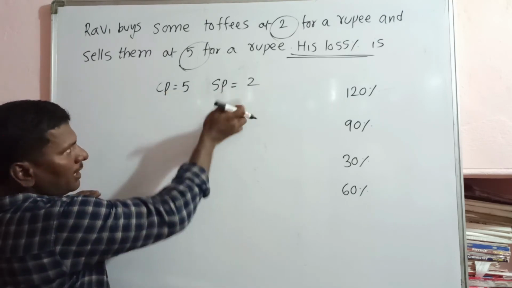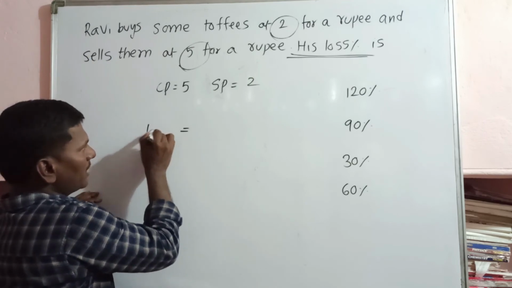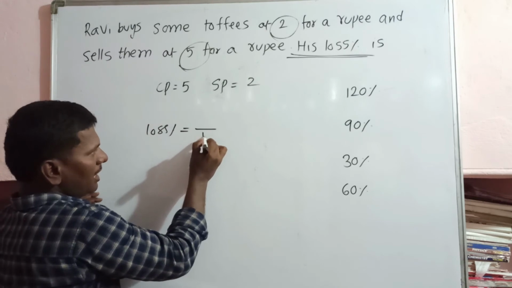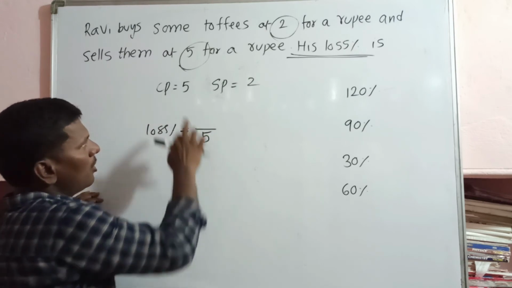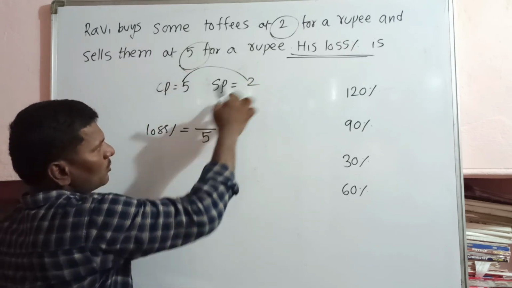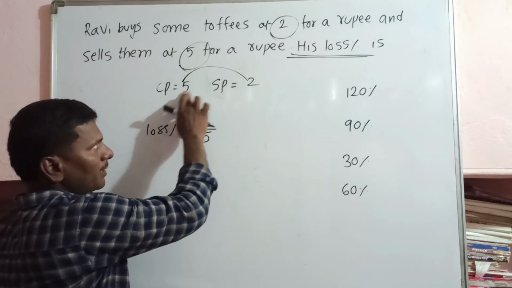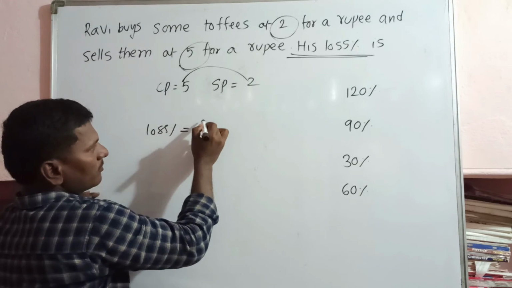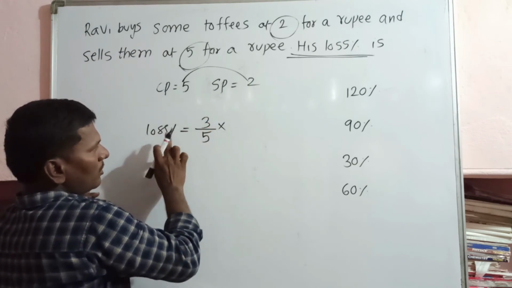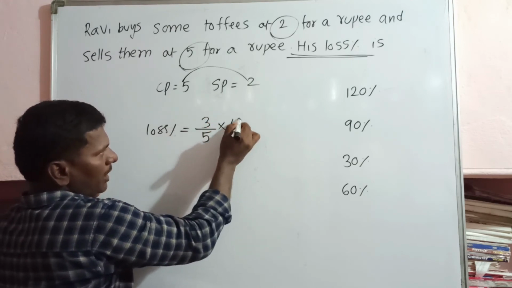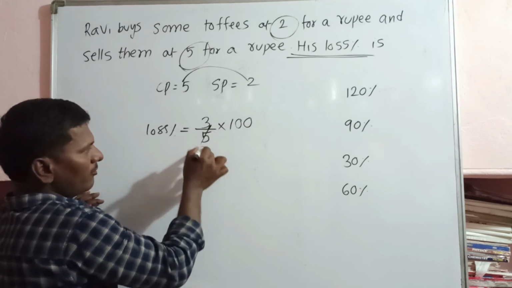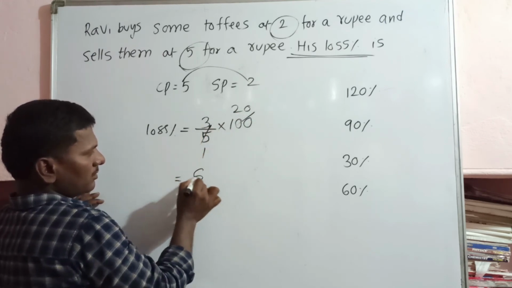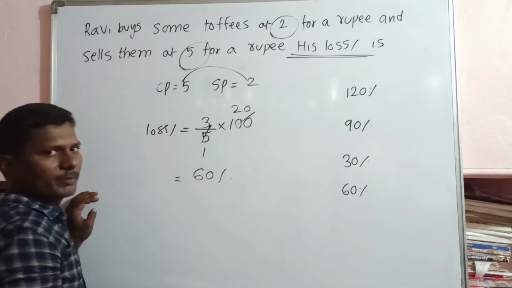So after writing like this, to find out percentage of loss, write cost price in denominator. How much loss? 5 minus 2, 3. Difference of cost price and selling price should be written in numerator. 5 minus 2, 3. Into, to get percentage, we have to multiply by 100. 5 ones, 5 20s, 20 3s is 60. So answer is 60%.